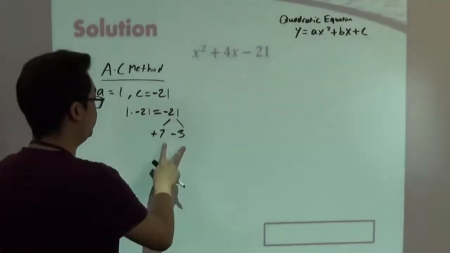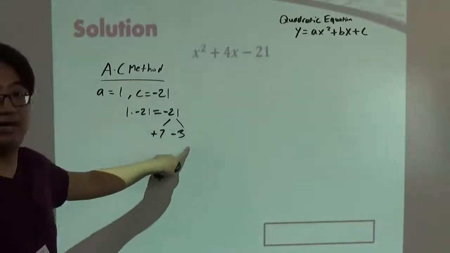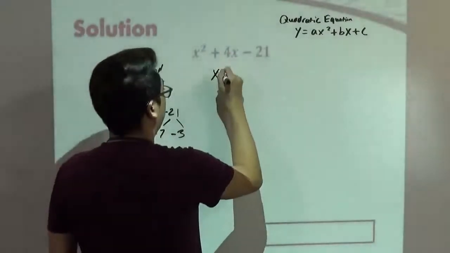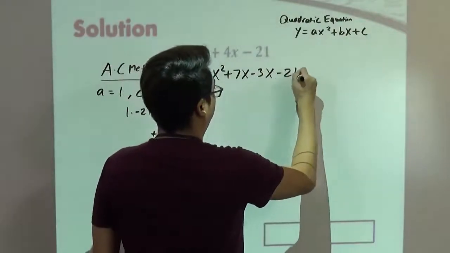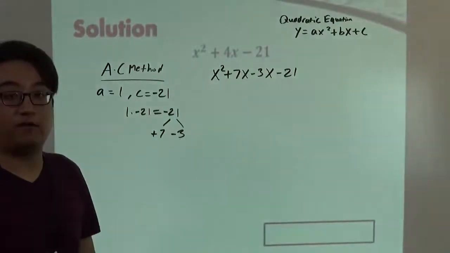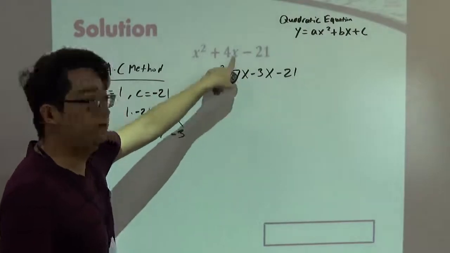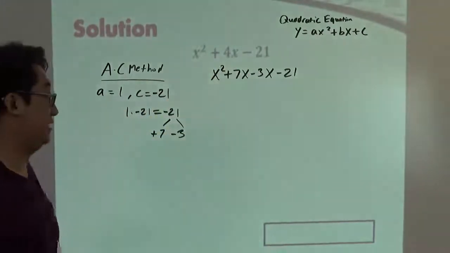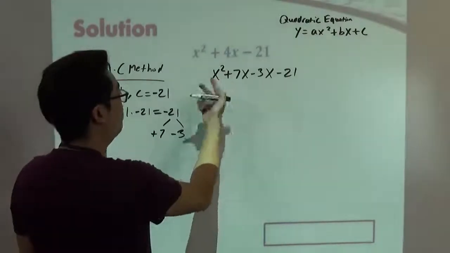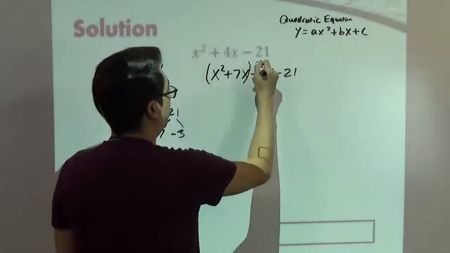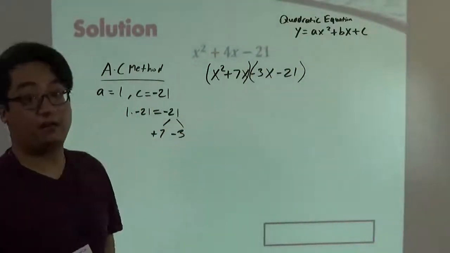Now that we have that, we replace 4x with 7x minus 3x. So let's write it up here: x squared plus 7x minus 3x minus 21. We haven't changed the nature of our expression, because in reality 7x minus 3x still gets me 4x. I haven't actually changed anything or disobeyed any rules. Now, when I have 4 terms, I group them up like so. Now that I've grouped them, I do factor by grouping.